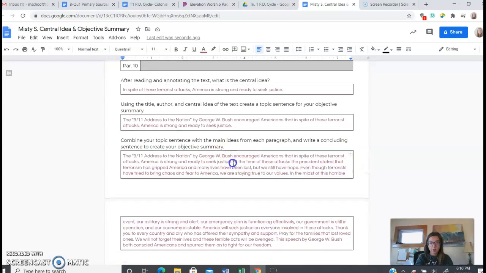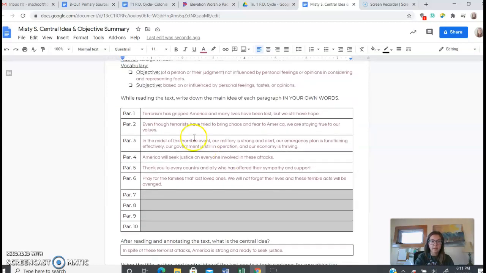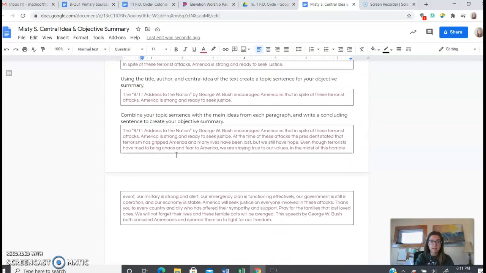So paragraph one talked about how terrorism has gripped America and many lives have been lost, but we still have hope. And then you copy and paste your main idea from paragraph two. Okay, then the last thing you need to do is just have a concluding sentence that kind of wraps up what this paragraph or this text was about. So, a speech by George W. Bush both consoled Americans and spurred them on to fight for our freedom.